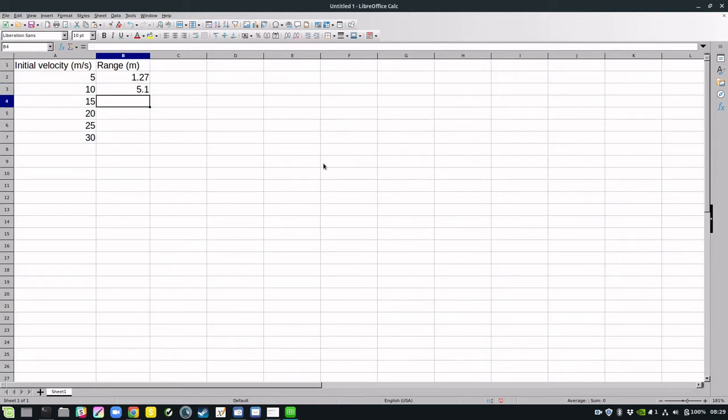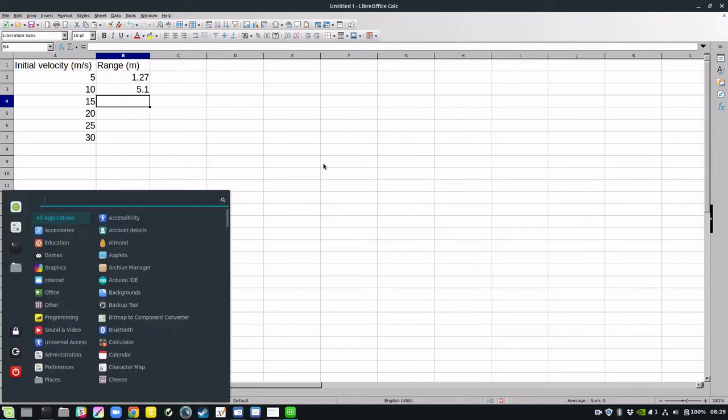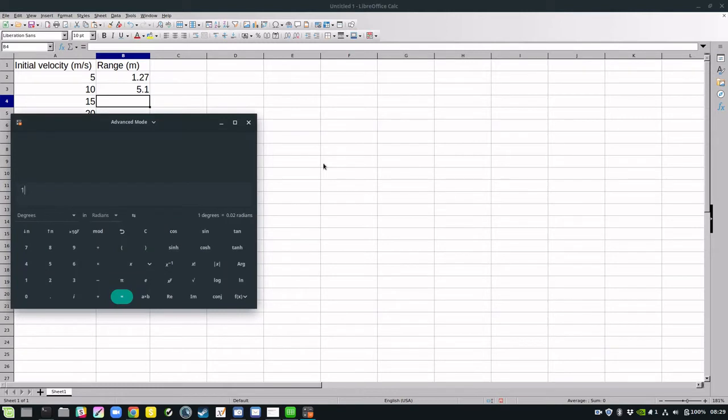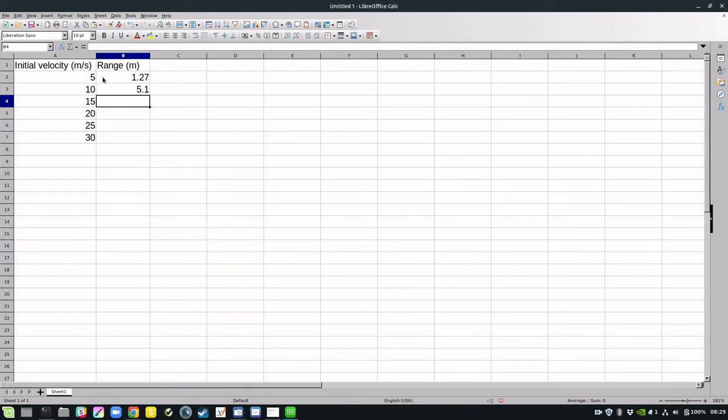What's interesting is that if we double the velocity, we don't get a doubling of the range. We get something more like a factor of 4. If I take 1.27 times 4, that's very close to what we got, 5.1. So it looks as though this is a scaling relationship where the velocity is squared. So if you double the velocity, then you get a factor of 4 increase in range.